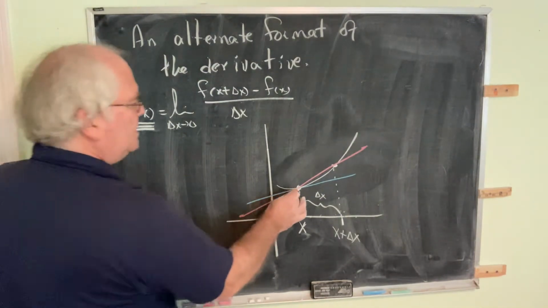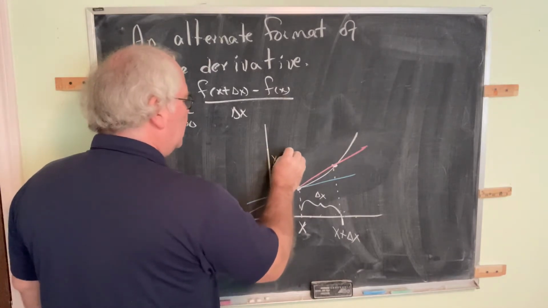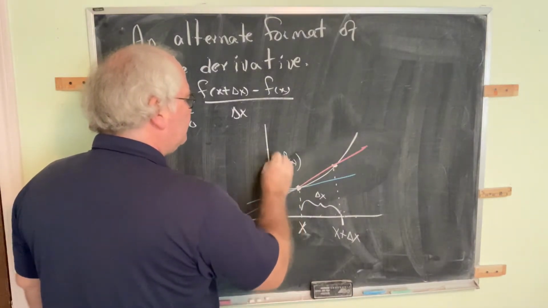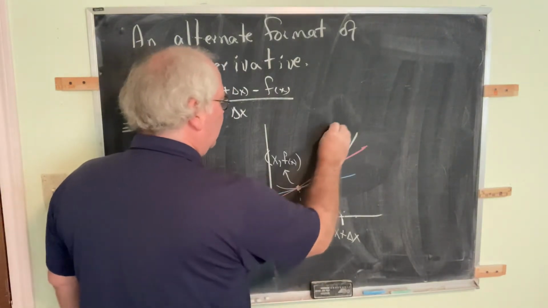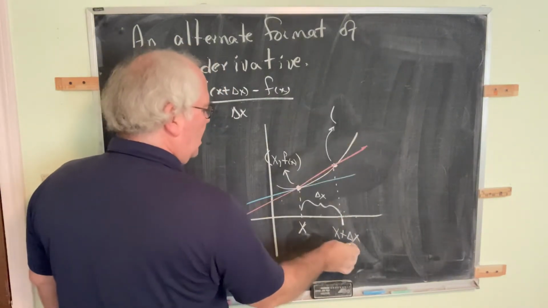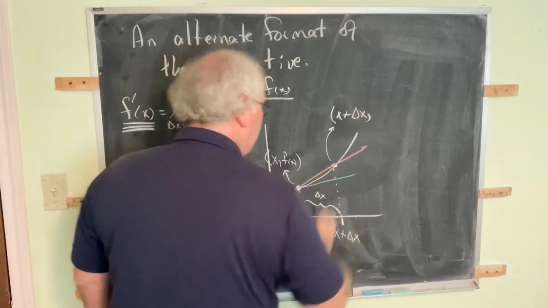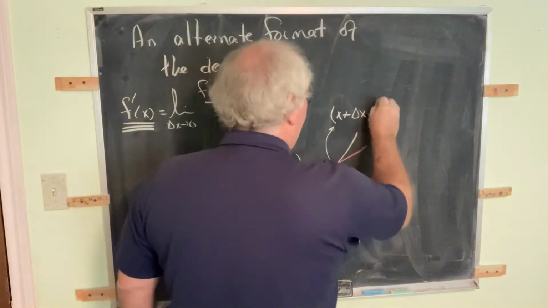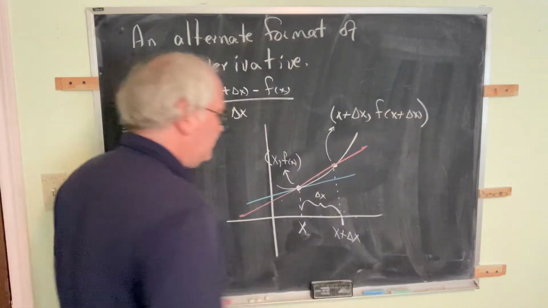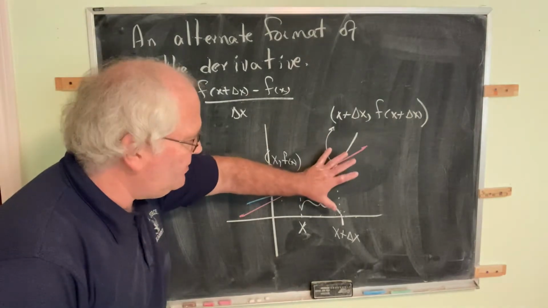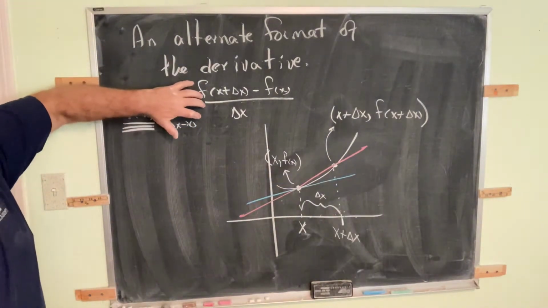What are the coordinates of this point? Those coordinates are x, comma, f of x. What are the coordinates of this point? They're a little bit more involved here. I need some more space. The coordinates here are x plus delta x, comma, f of x plus delta x. So that's the labeling of the picture from the perspective of this notation.